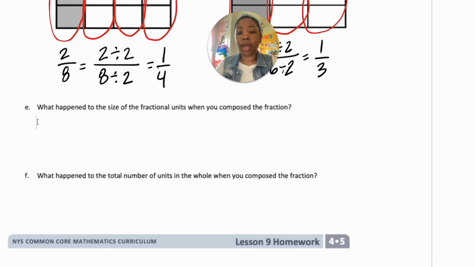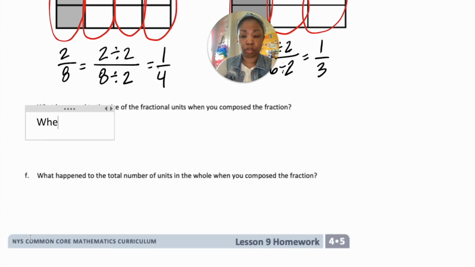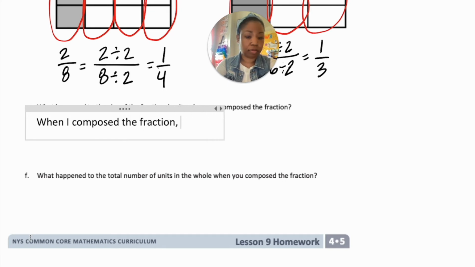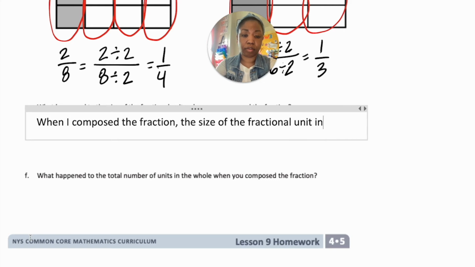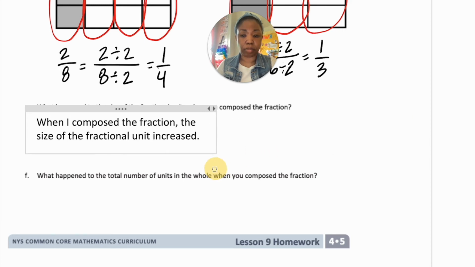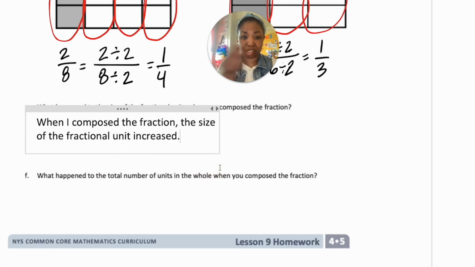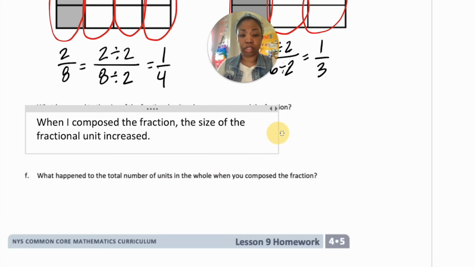For E, what happened to the size of the fractional units when you compose the fraction? When we compose the fraction, the size of the fractional unit became larger. So I'm going to type that. When I composed the fraction, the size of the fractional unit increased. Right? We had, in the last one, these small units of 6. Then we had units of 3, but the thirds was larger. So the size is increasing.